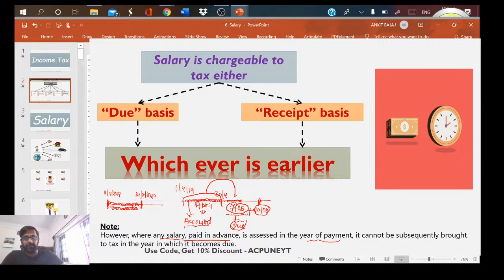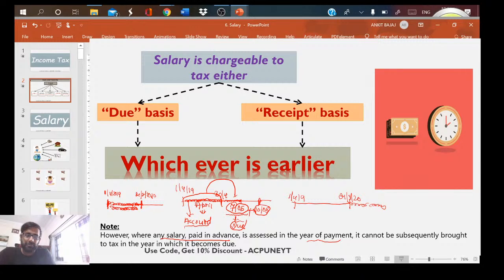So let's suppose I have joined a company and I am working here from 1st April 2019 to 31st March 2020. Now I was getting married in March month. So what I have done, I have requested my employer that sir, please, I want some advance.